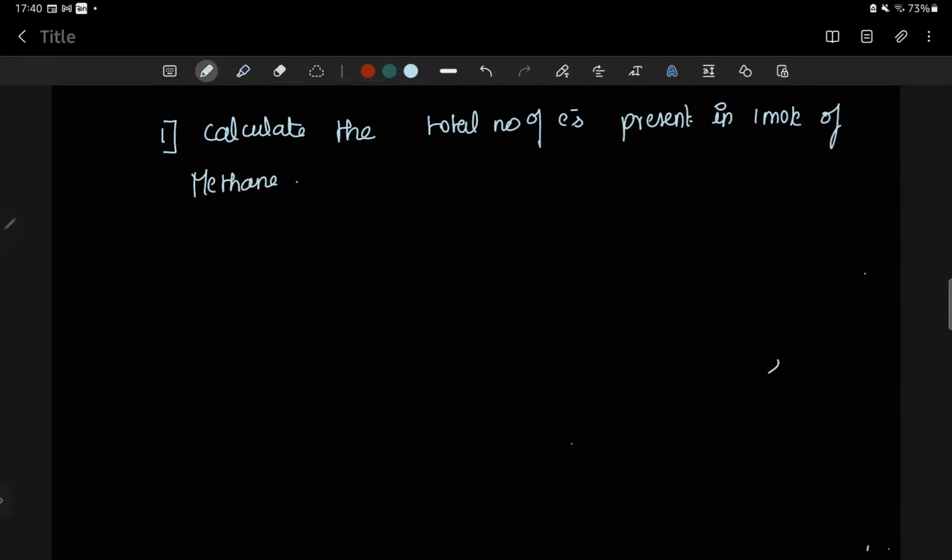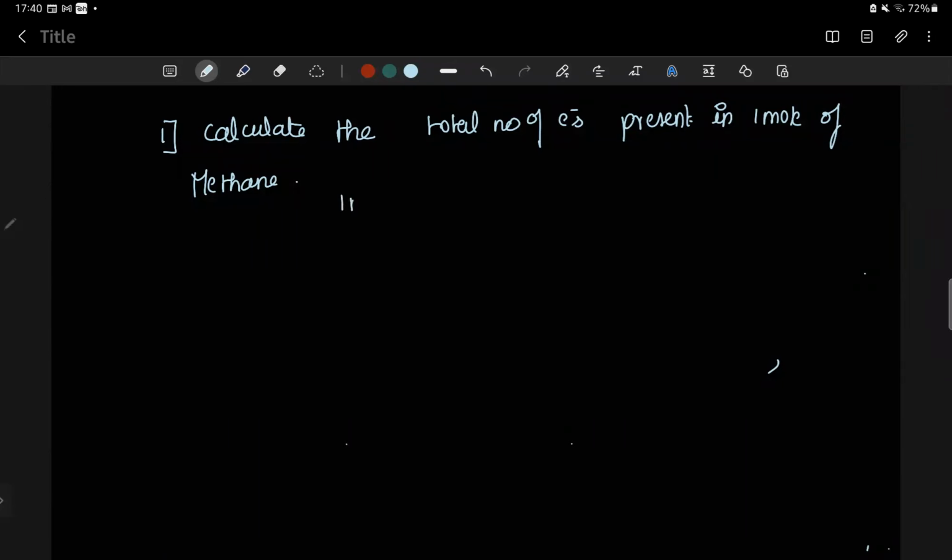So what's the answer for this? Harigaran, Hari Raghavan, Sri Niti, Sri Kriti, Shakti. Anyone? Done this problem or not? Anyone? 6.022 into 10 power 24. Very good. 6.022 into 10 to the power 24.